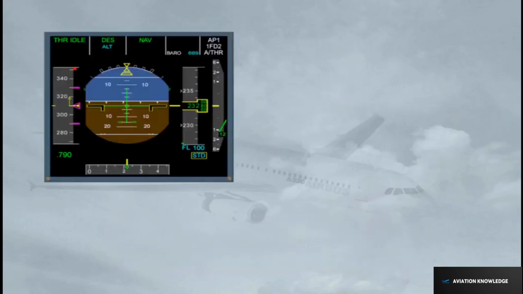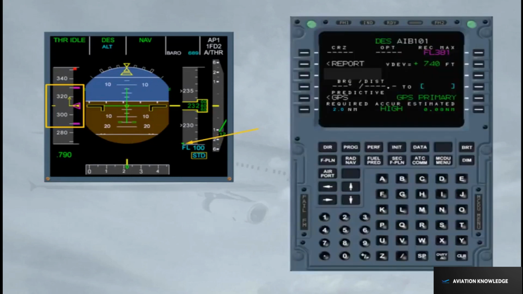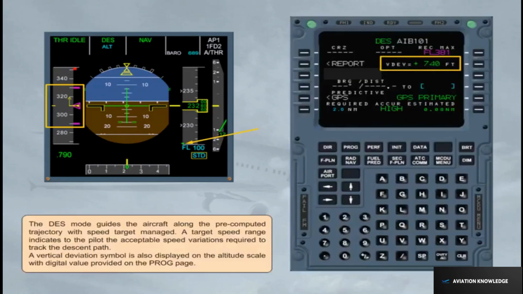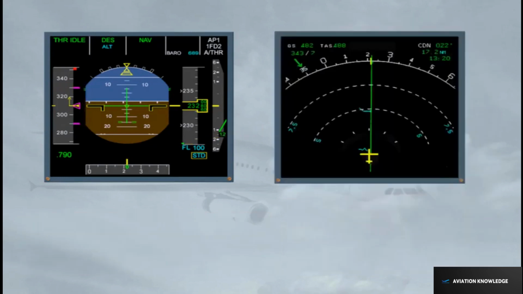The descent mode guides the aircraft along the pre-computed trajectory with speed target managed. A target speed range indicates to the pilot the acceptable speed variations required to track the descent path. A vertical deviation symbol is also displayed on the altitude scale, with digital value provided on the PROG page. If the aircraft is above the flight path, the descent mode will command a pitch down to recover the FMS descent path. This symbol indicates where the descent path will be recovered, assuming that half speed brakes will be extended.